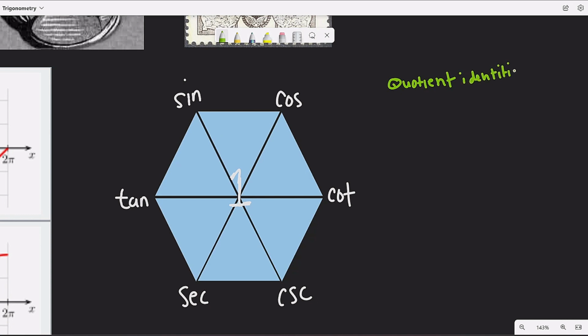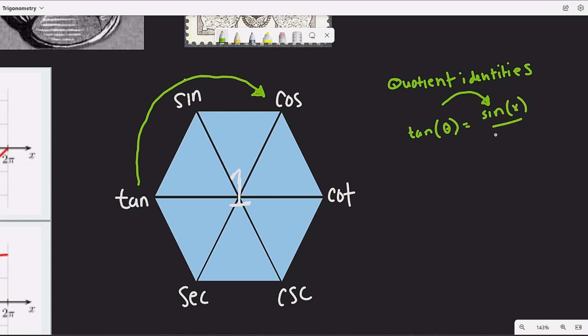you will know them even better now. And so the way to remember the quotient identities is to draw this arrow, and we can draw tangent all the way to cosine. And so tangent of x, or tangent of theta, is equal to sine of x over cosine of x.